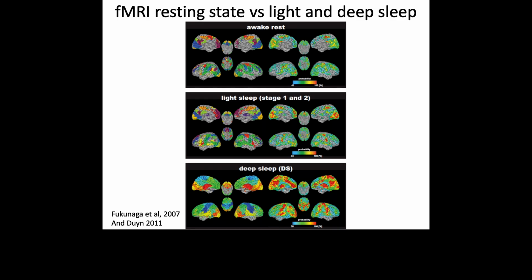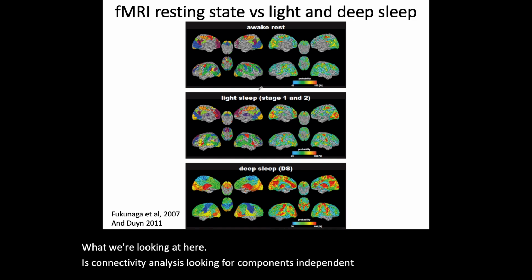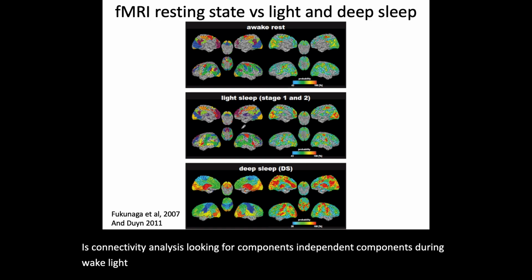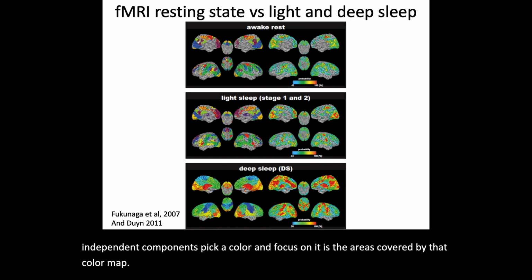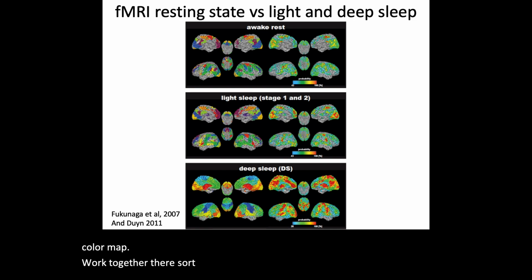What we're looking at here is connectivity analysis, looking for components, independent components during wake, light sleep, and deep sleep. Now, let me explain. One way to think of these independent components, pick a color and focus on it, is the areas covered by that color map work together. They're sort of an apparent synchronized system.